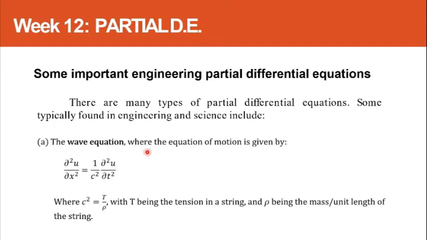What it shows here is motion, and our formula is this. We have the second derivative of u with respect to x, equal to 1 over c squared, the second derivative of u over t squared. Where c squared is equivalent to T over rho, or this symbol, with T being the tension in a string and rho being the mass per unit length of the string. So later on, we will use the formulas given here.